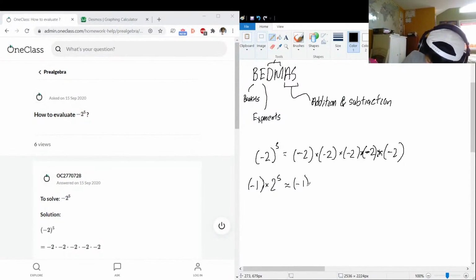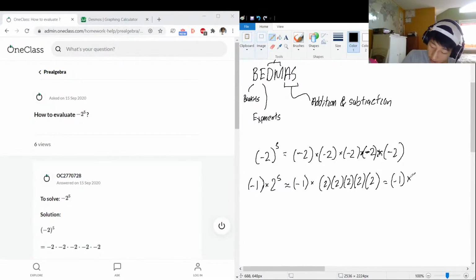So this is really negative 1 times positive 2 times positive 2 times positive 2 times positive 2 times positive 2. 2 to the power of 5. Pull out the calculator for that. I'm pretty sure it's 32. Would you look at that? I knew it. So this is really equal to negative 1 times 32, which is equal to negative 32.